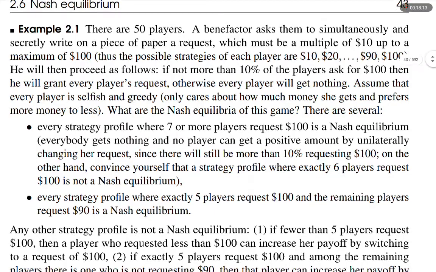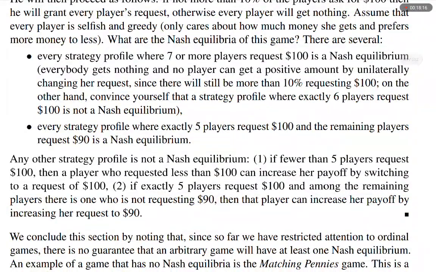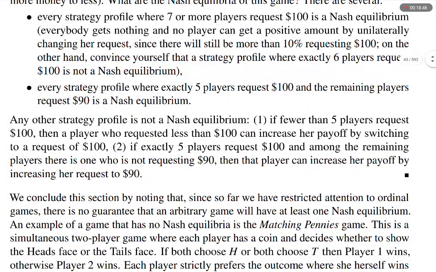Assume that every player is selfish and greedy, only cares about how much money she gets and prefers more money to less. What are the Nash equilibria of this game? There are several. Every strategy profile where 7 or more players request $100 is a Nash equilibrium. Everybody gets nothing and no player can get a positive amount by unilaterally changing her request, since there will be more than 10% requesting $100. On the other hand, convince yourself that a strategy profile where exactly 6 players request $100 is not a Nash equilibrium.